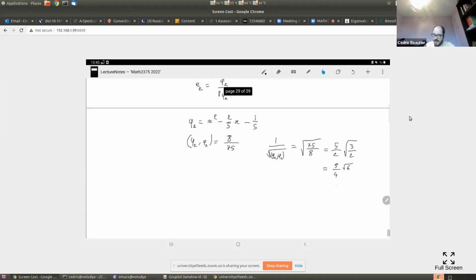So what we get there is E2 is P2 divided by this, so it's P2 divided by the square root of P2. That is to say, 5/4 square root of 6 times x squared minus 2/5 x minus 1/5.